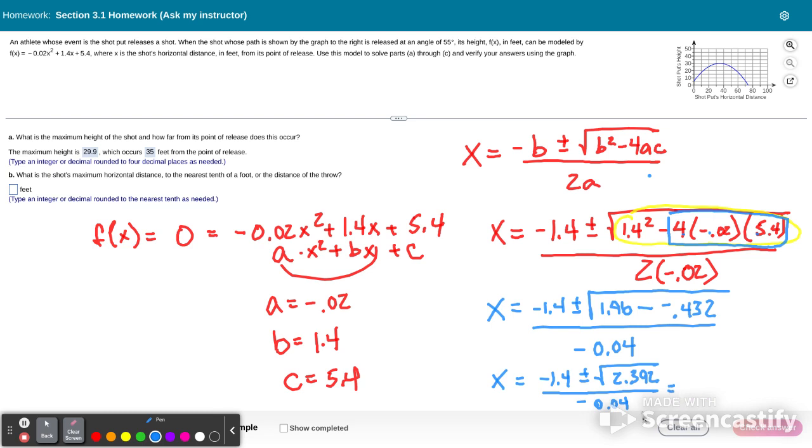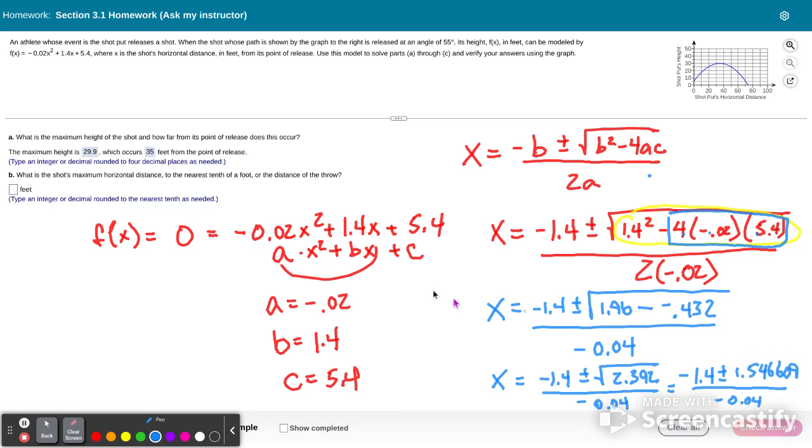Okay, now I'm going to take care of that radical. I'm going to see what I get from that radical. So I'm going to take the square root of 2.392. I get some big, long, nasty decimal. So I get 1.4 plus or minus, and I get 1.5466609, blah, blah, blah. It keeps on going. All over negative 0.04.